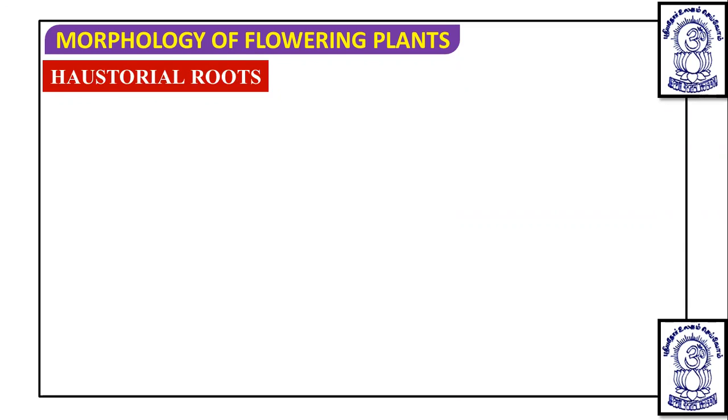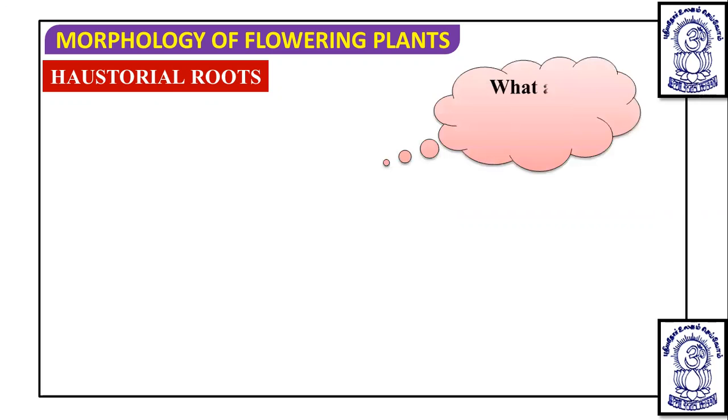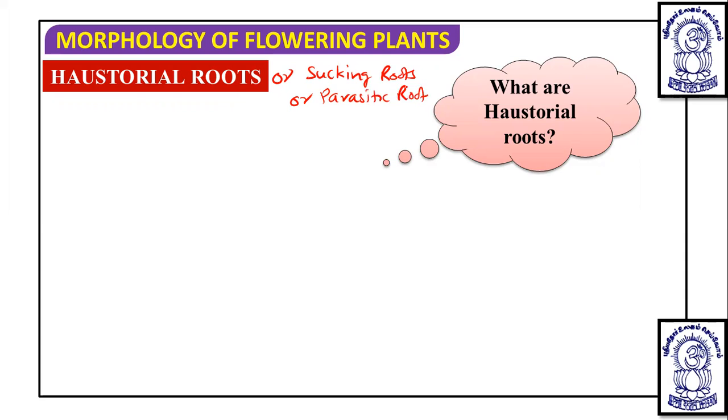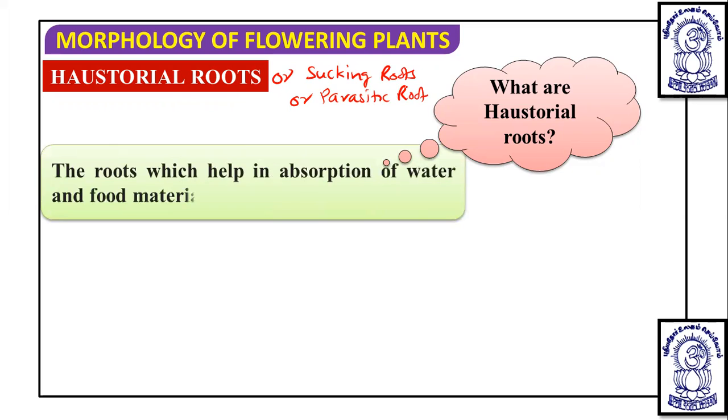After this, another type of root which we are going to discuss is the haustorial root. Now here, haustorial roots are also known as sucking roots or parasitic roots. Means they are parasitic, they are dependent on another living plant. So what are haustorial roots? The roots which help in absorption of water and food material from the host plant. They help to absorb this from another living plant.